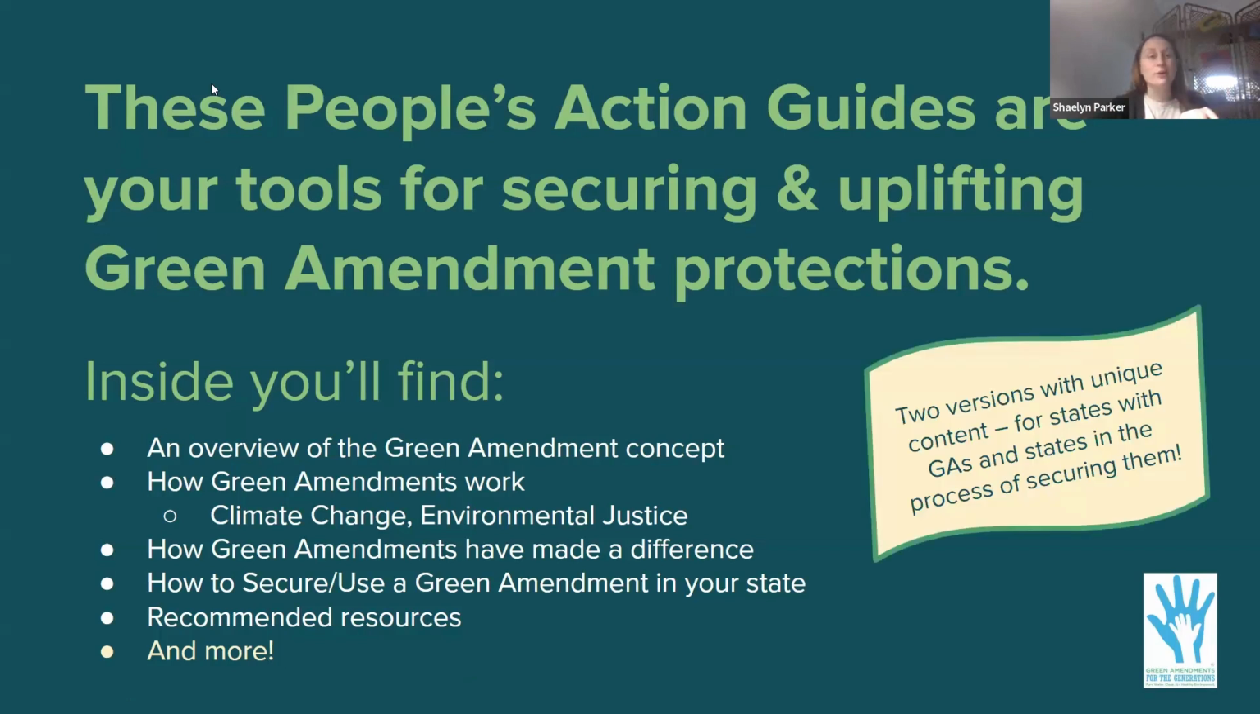Like I've continually mentioned, there are two different versions of the toolkit. Each of them has unique content. One is for states with green amendments, and the other is for states in the process of securing them. When I give you a link so that you can get your copies today, you'll see links where you can download both of them. You still may be interested in checking out both of them.